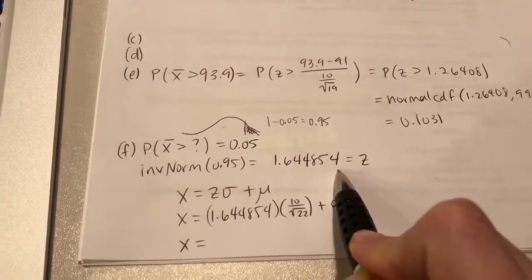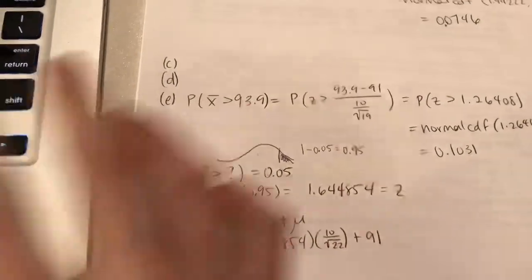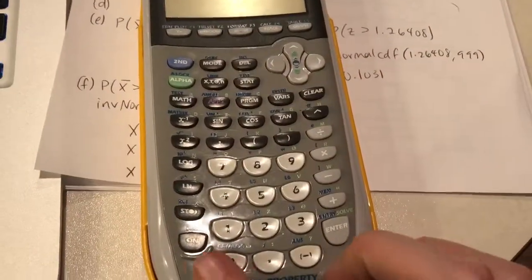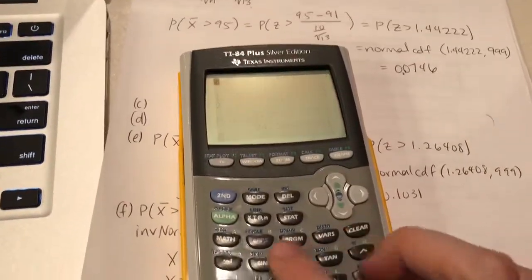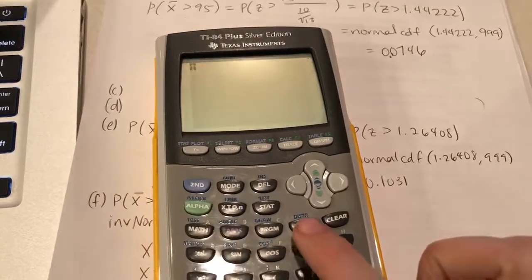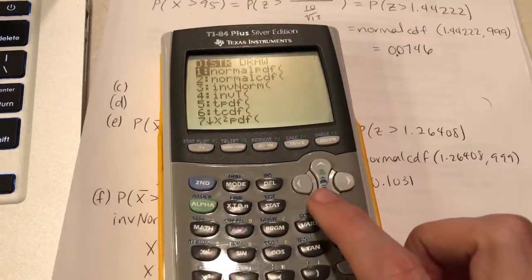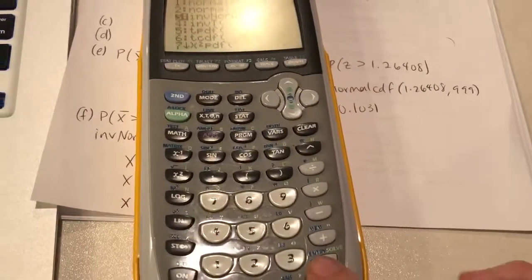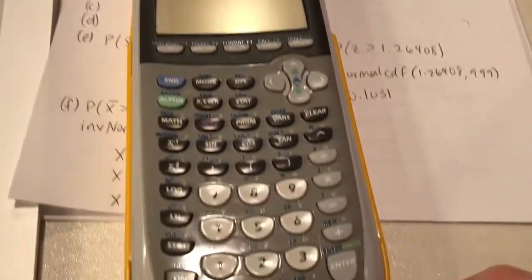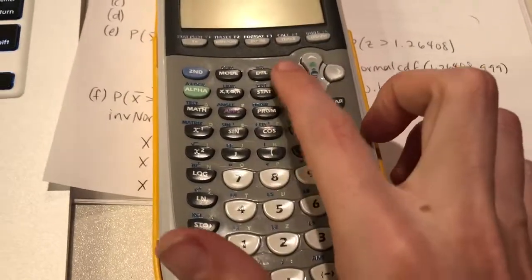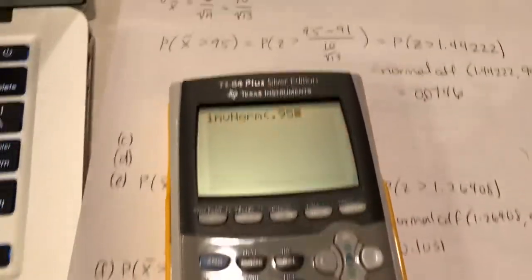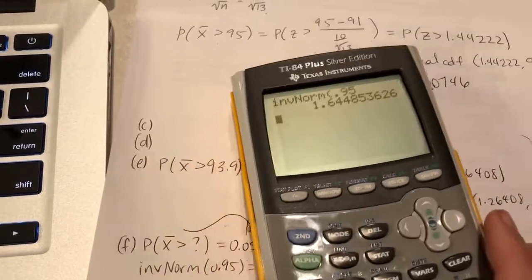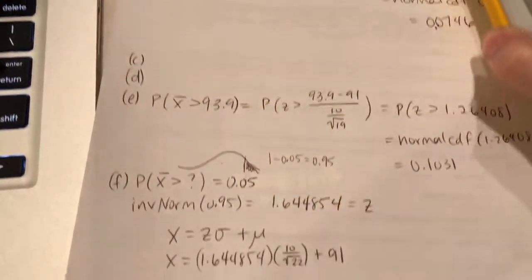1.644854. So to get that out of your calculator, what you do is you do second VARS, take you to DISTR, distribution. Inverse normal is choice number 3. So we're going to hit enter after we've highlighted 3 and type 0.95. Enter gives you that z-score of 1.64485.